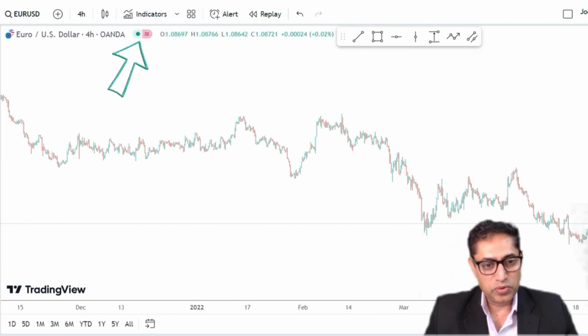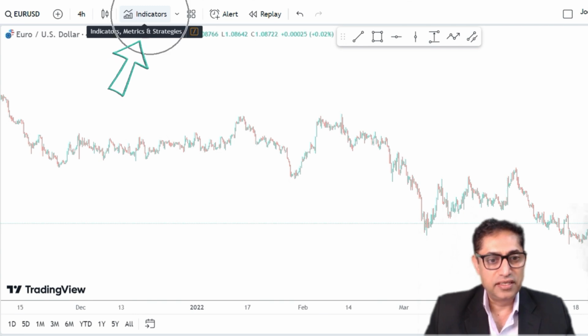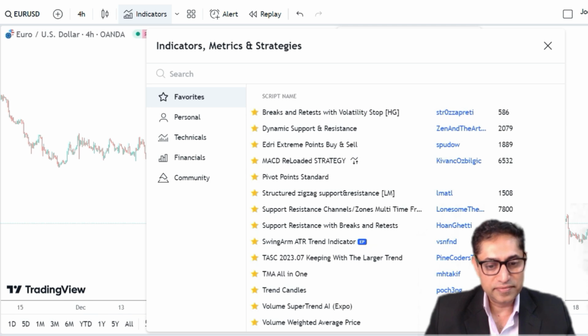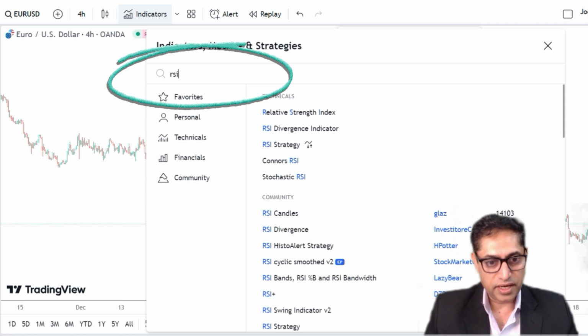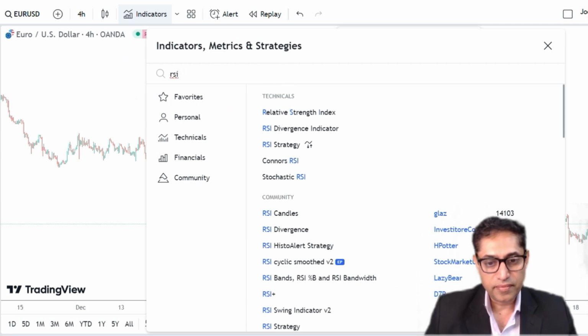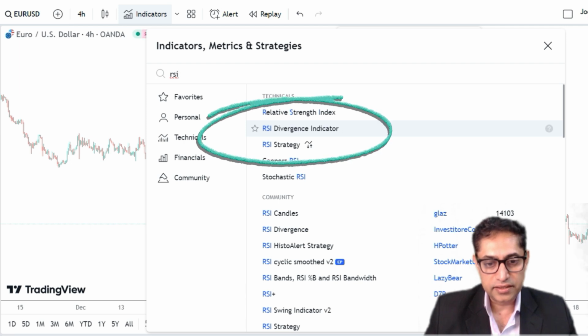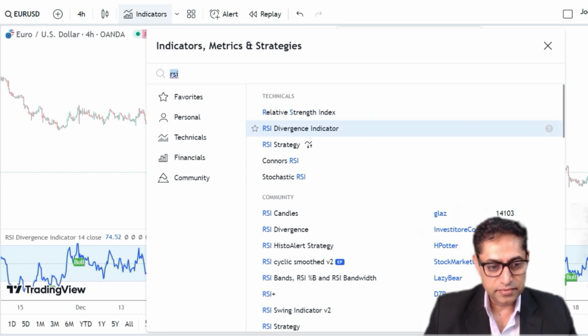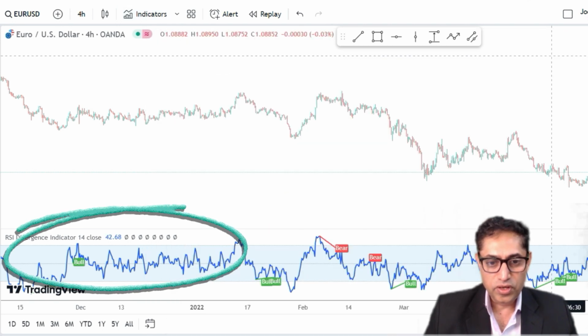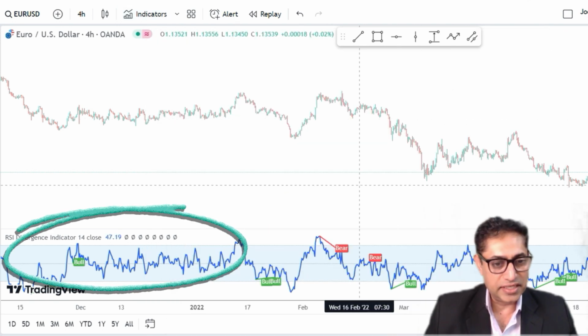So let us go to indicators. There you go. Those are the indicators. You click on the indicator and you put RSI. You click on RSI divergence indicator. So there you go. You have got the RSI divergence indicator.